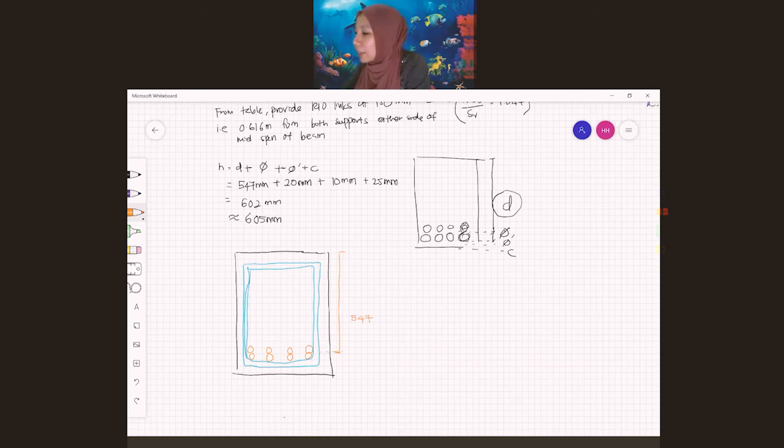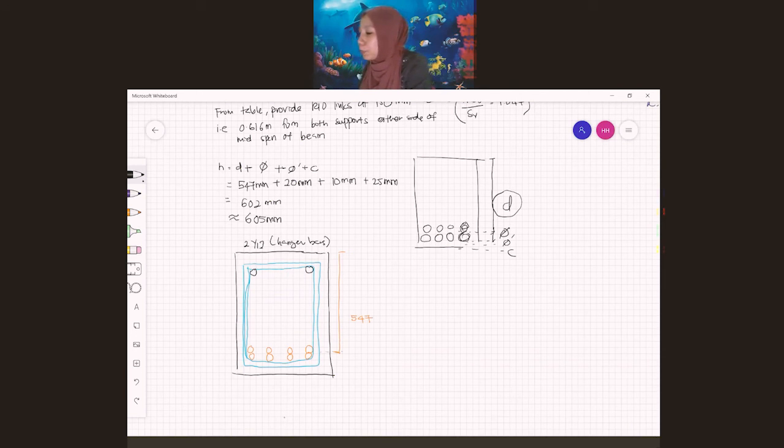1, 2, 3, 4. 1, 2, 3, 4. So dah 8 numbers. Okay, dia sampai sinilah in between bar ni ya. Alright. So D kita adalah 547. Okay. And then jangan lupa kita ada hanger bar kat atas for the sake of connection. So biasanya 2Y12 macam tu lah. Tak besar size dia. For the sake of hanger bar.